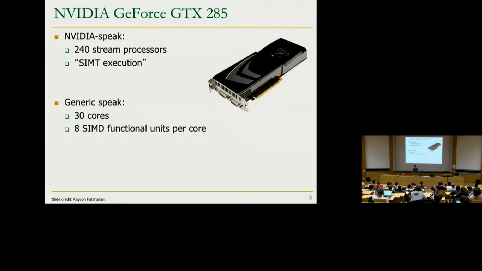240 stream processors. What are these stream processors? This is what we call the vector lanes. So this GPU had, or has, 240 vector lanes. Recall that the vector lanes are arranged into SIMD cores or SIMD pipelines. So in total, this GPU has 30 SIMD pipelines, each of which has 8 lanes. So 8 SIMD functional units in each of these cores.